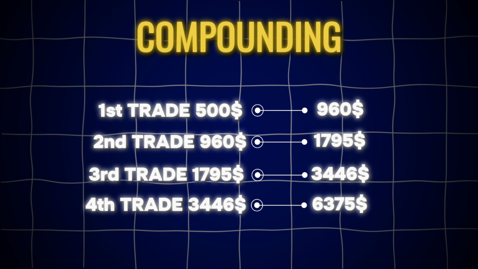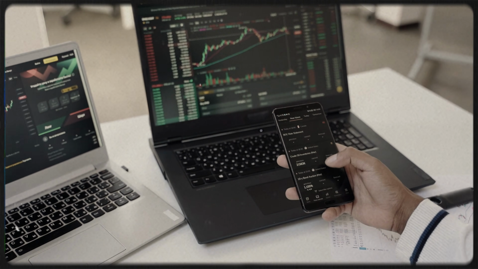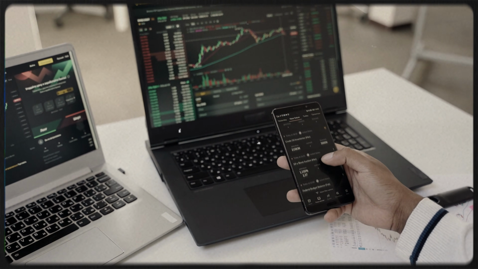indicator. I hope this video helped you understand how it works. I'll make more videos to explain it in even more detail.